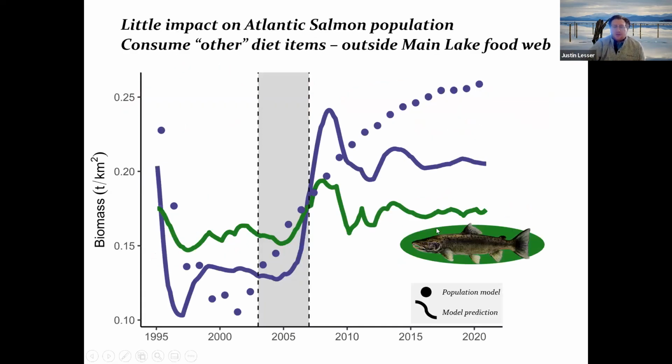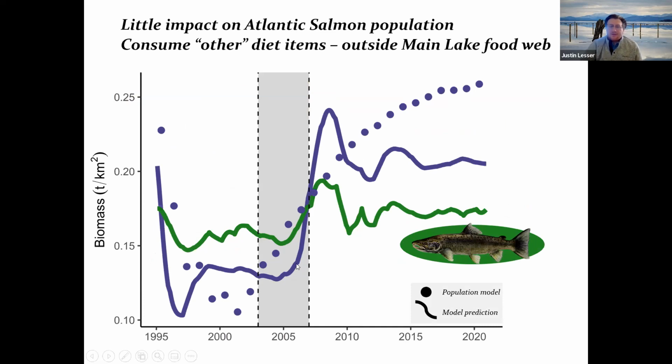So we'll start with this green line. This is salmon, this green line. I have them both on the same figure. And again, our dots are going to be for lake trout, our population model. Our lines are the model's prediction, and we see an increase right in the period right after alewife enter the system, but really overall we don't see that much impact on their biomass.